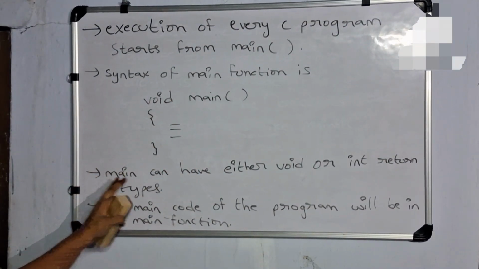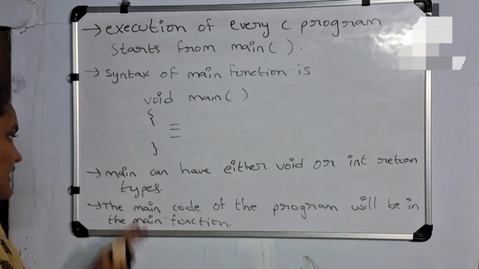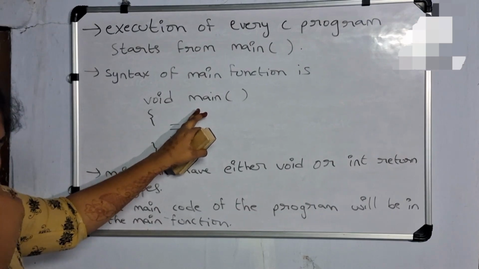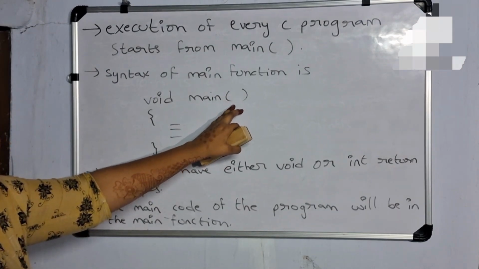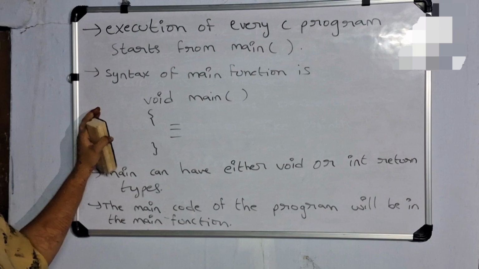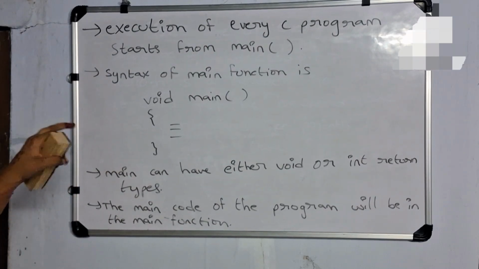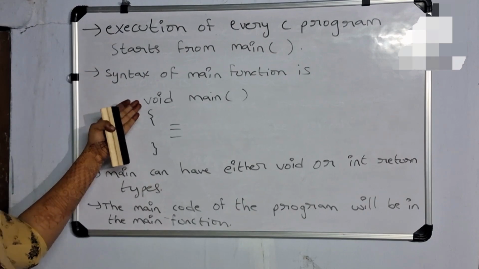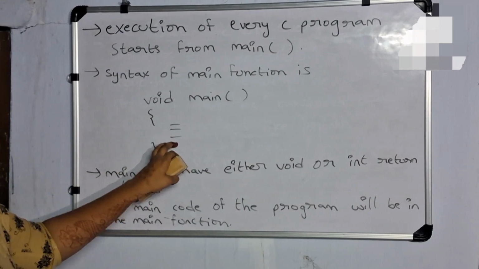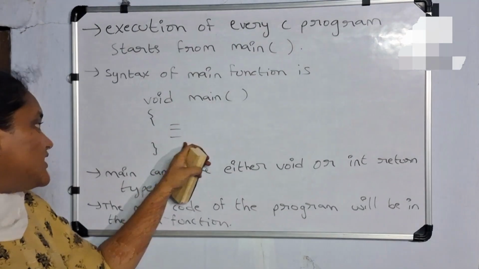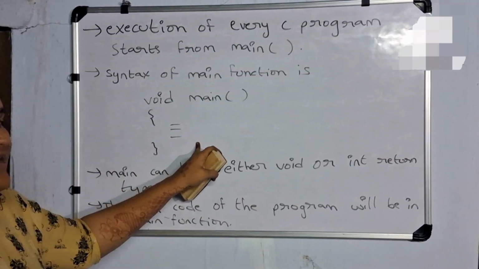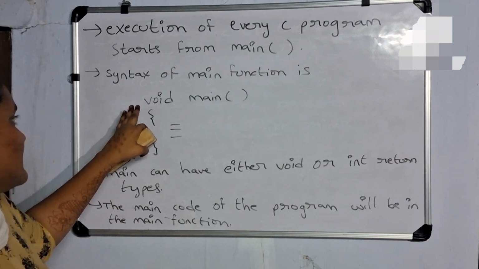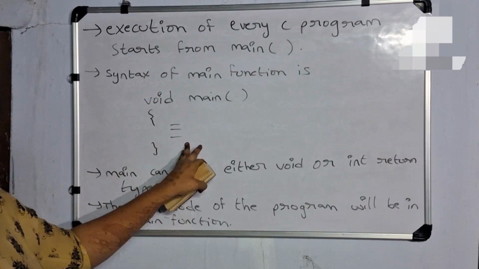And main can have either void or int return type. We will mention the return type here. The function name should be followed by parentheses and then the return type. Main can have two return types, void or integer, void or int. If we use void, there is no need to return anything. Void means nothing. We should return nothing.